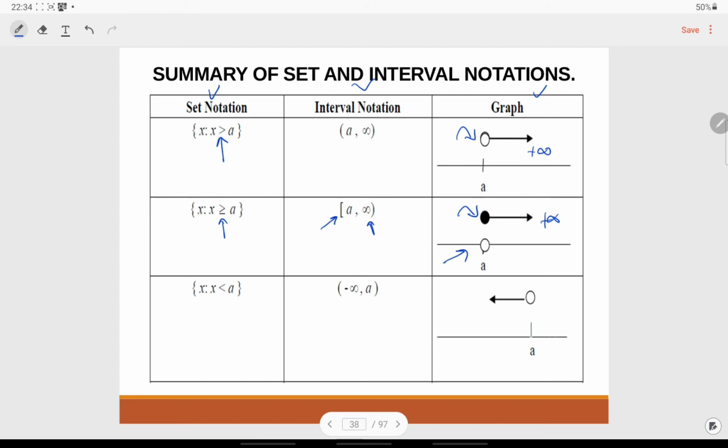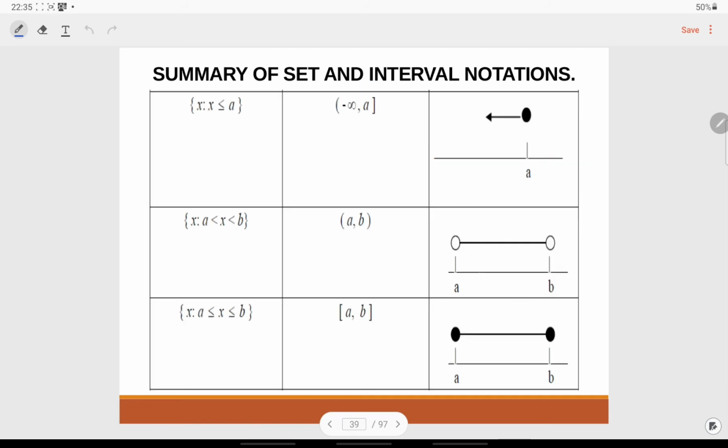Next we have x less than a. Again, this is an open interval from negative infinity up to a, with negative infinity on the left side and a on the right side. So we have this parenthesis. How do we draw the graph? This is the graph from a. You need to use the white circle because it is an open interval. It moves from a toward negative infinity. Don't forget the direction of this arrow.